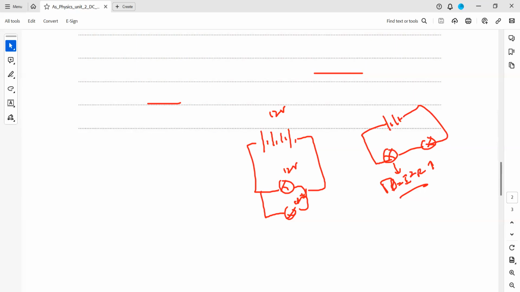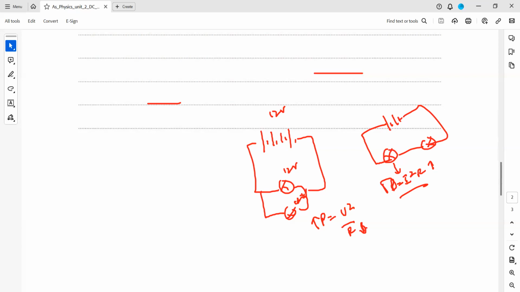In parallel, they will have a greater voltage, so they will have a greater brightness, because in parallel the resistance is the same. So P equals V squared over R. And when they are connected in parallel, the resistance of the circuit is smaller, so they will have more power.